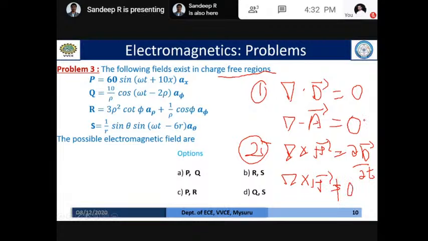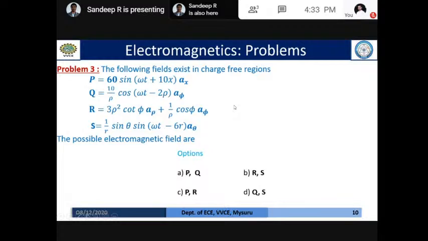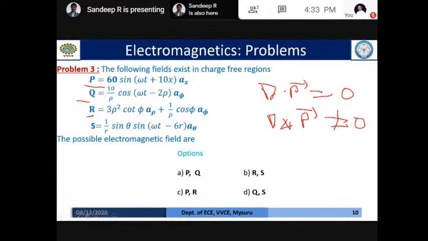So for free space, divergence del dot A should be 0, curl del cross A should not be equal to 0. These two conditions you have to check in order to check whether these are possible electromagnetic fields. So you have to calculate del dot P for the first case, check whether it is equal to 0 or not. Similarly, calculate del cross P and check whether it is not equal to 0. Similarly, you have to do it for Q, for R, and for S.